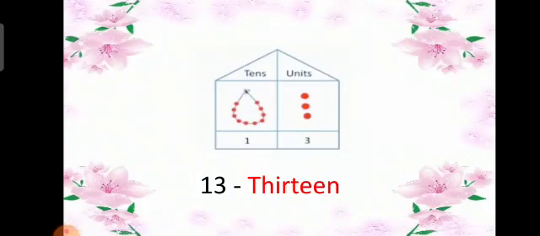In the houses, tens and units, we are going to draw one single string. One single string is equal to 10 beads and 3 single beads means 3 units is equal to 13. So it becomes 1 ten and 3 units is equal to 13. 1 ten and 3 units means 13. What is the spelling of 13? THIRTEEN. 13.